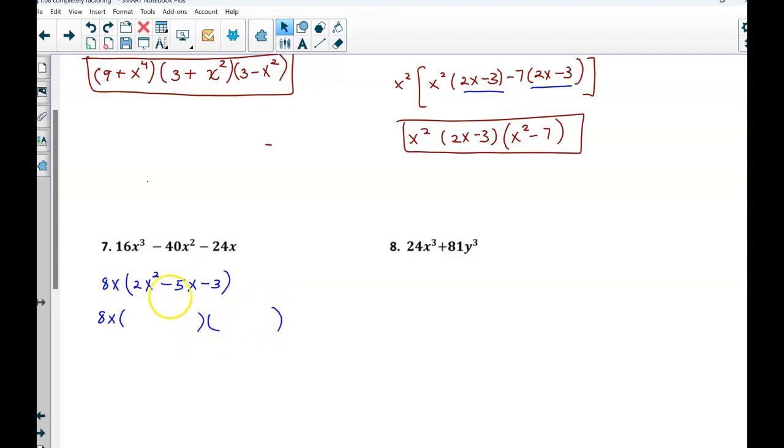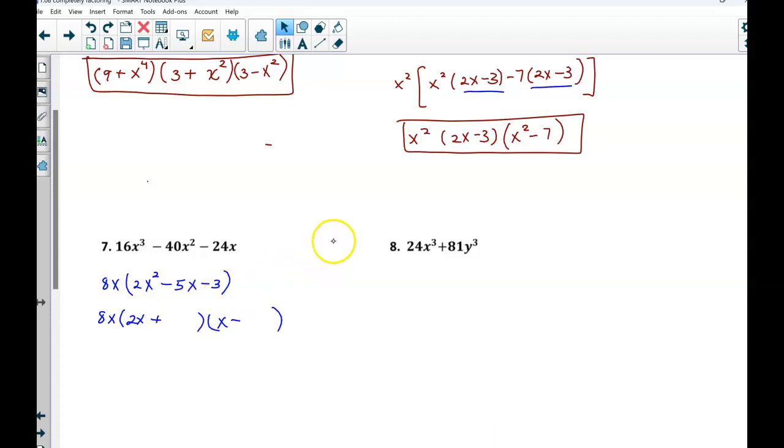Now, when your leading coefficient is not 1, you can use either trial and error, or you can also use split the middle. For this problem, I'm going to use trial and error. So I'm looking for two terms that multiply out to 2x squared, and so that would be 2x and x. The signs in my parentheses are different. I may have to change the placement of the positive and negative, but we'll keep it there for now.